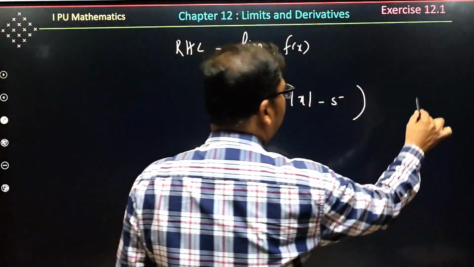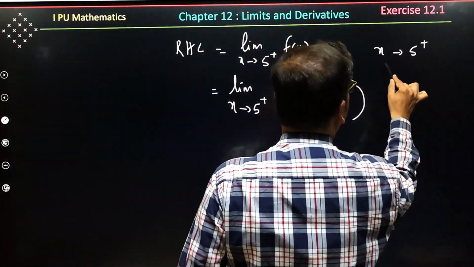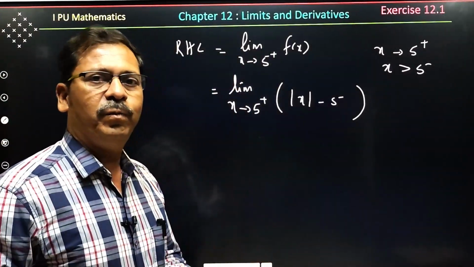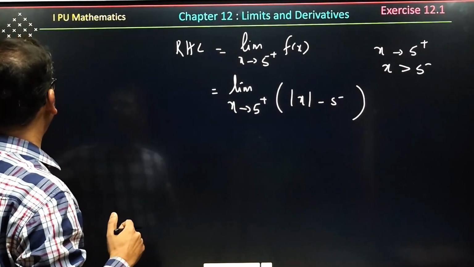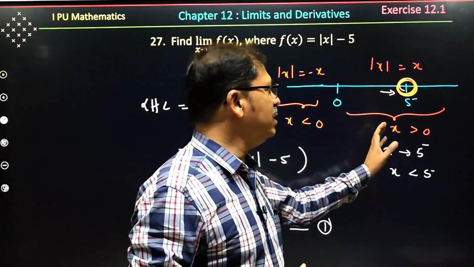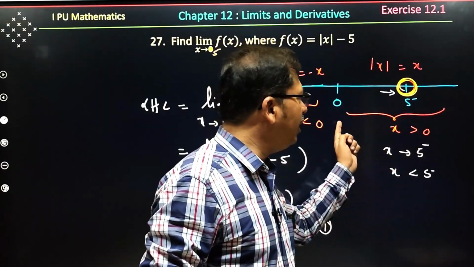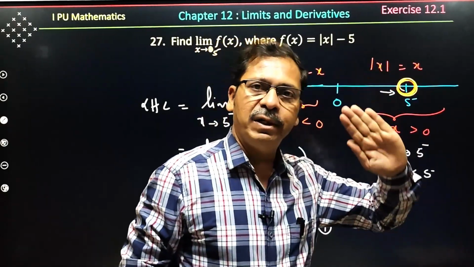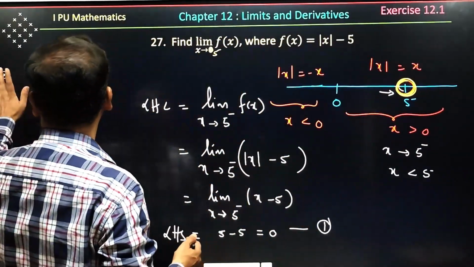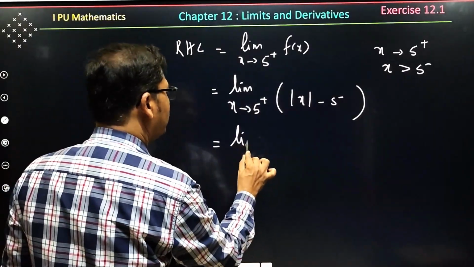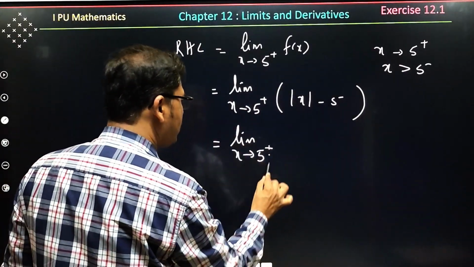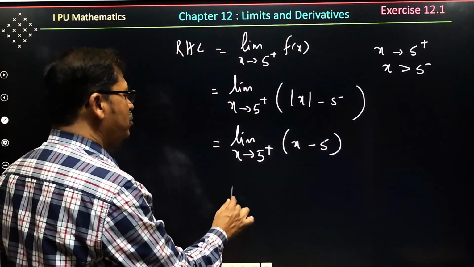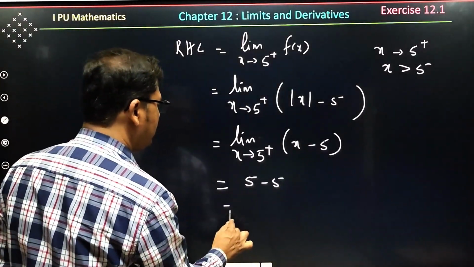But when x is tending to 5 plus, it means x is greater than 5. When x is greater than 5, it is greater than 0. You must understand this. When x is greater than 0, mod x is equal to plus x, we don't take minus x. Observe in this situation also, mod x value is equal to x only. So x minus 5, this is 5 minus 5, the answer is 0.